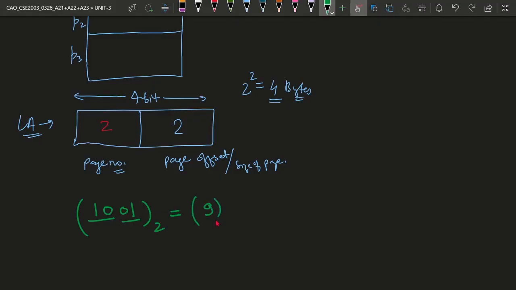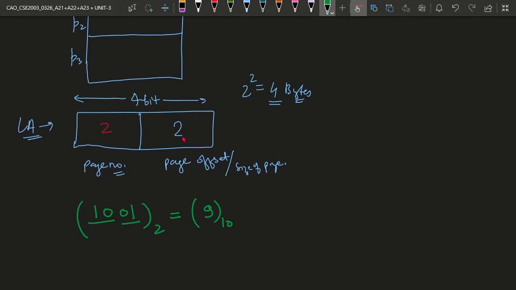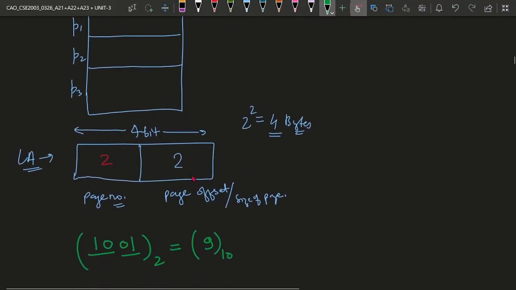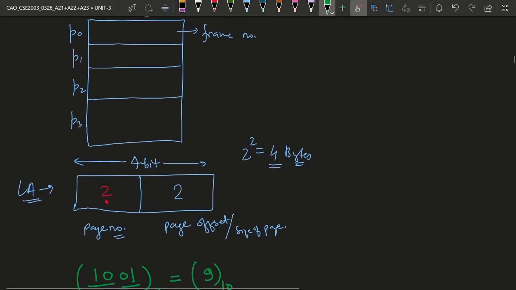It is equivalent to 9 in decimal, so it is going to indicate the 9th byte basically. With respect to the byte being asked by the processor, it generates its logical address this way. Once we have the logical address, we will be able to identify that it is asking for page number 2, and at that page the offset value is 2 bits.